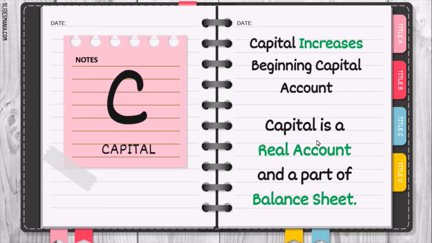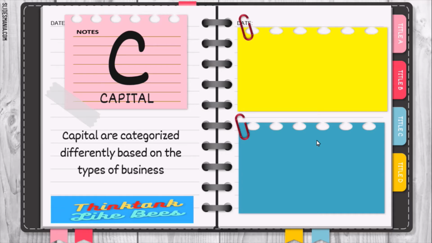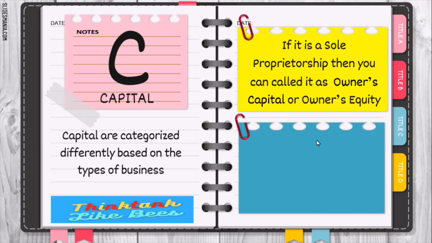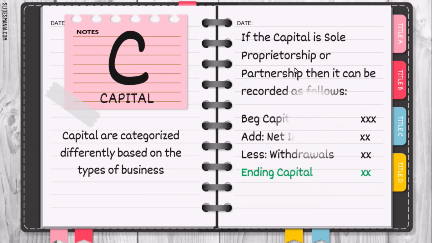So capital is a real account and also part of the balance sheet. Capital is categorized differently based on the type of business. For example, if your business is a sole proprietorship, then you can call your capital owner's capital or owner's equity. If the business is a partnership, then you can call it the partner's capital or partner's equity.